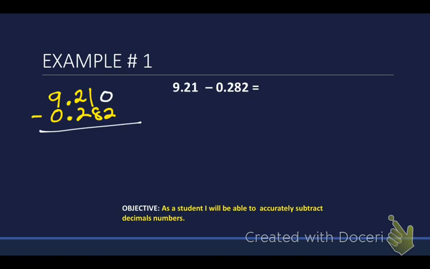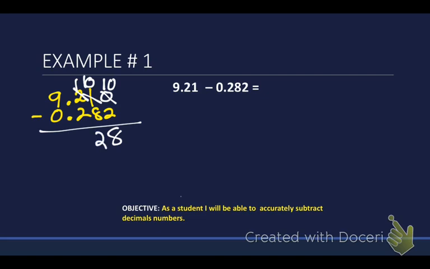Remember, you have 0. You cannot take away 2, so you need to borrow from the 1. The 1 is going to become a 0. The 0 is going to become a 10. 10 minus 2 is 8. 0 minus 8 you cannot do, so you're going to borrow from the 2 and it becomes a 1. The 0 becomes a 10. 10 minus 8 is 2.